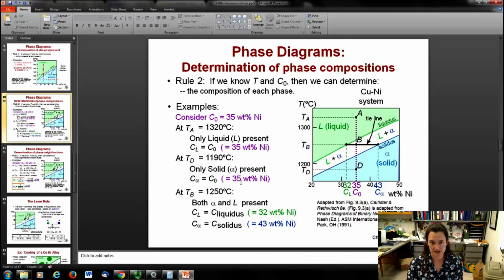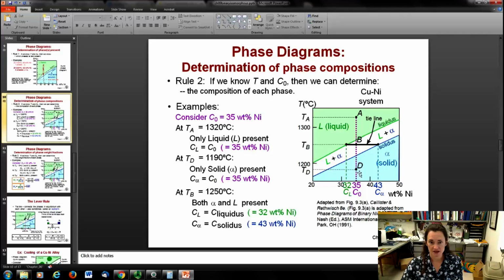All right, now this is a little more complex. Let's do the easy ones first. Let's go to point A up here in the liquid region, okay? If I'm at point A, then I'm at 35 weight percent nickel, okay? So I have 35 weight percent nickel, and I have only the liquid phase present at 1320 degrees C. So my liquid is my whole phase, and it's 35 weight percent nickel. I'm done.